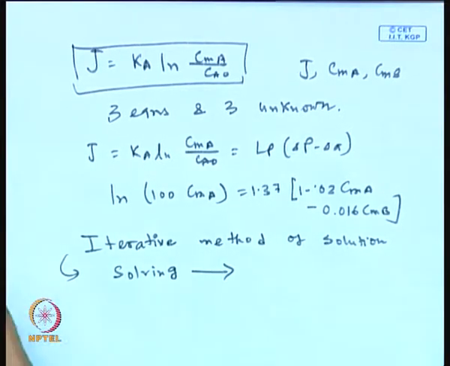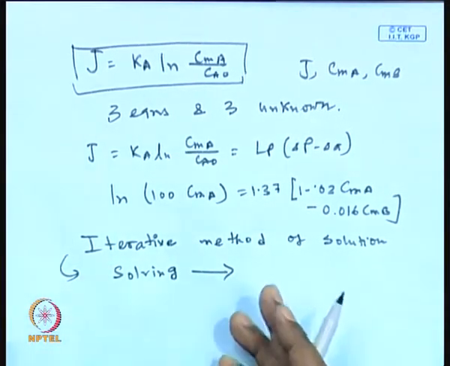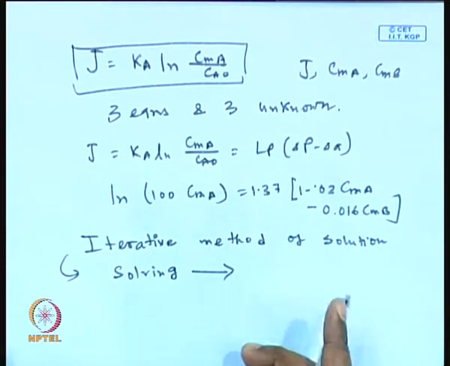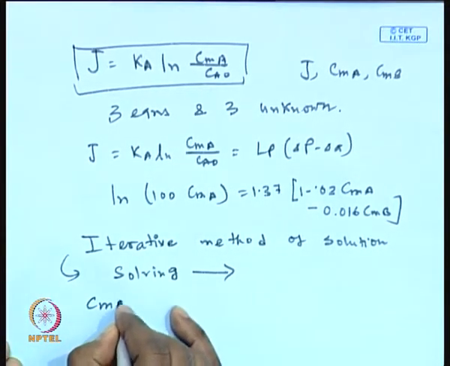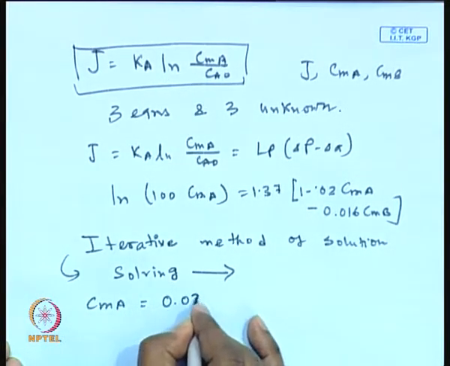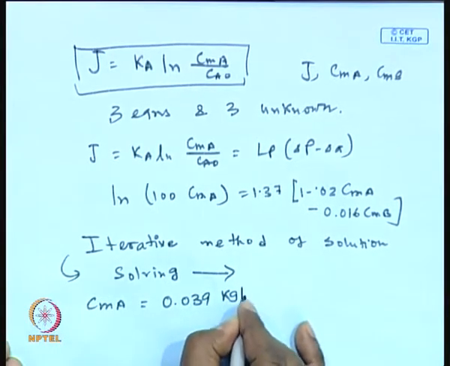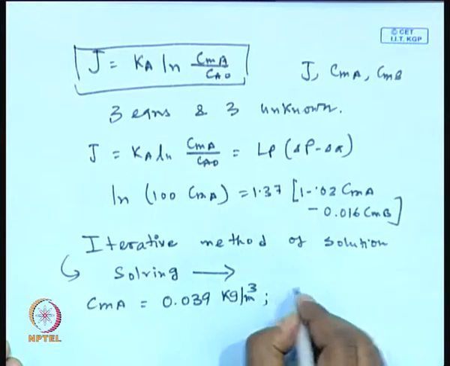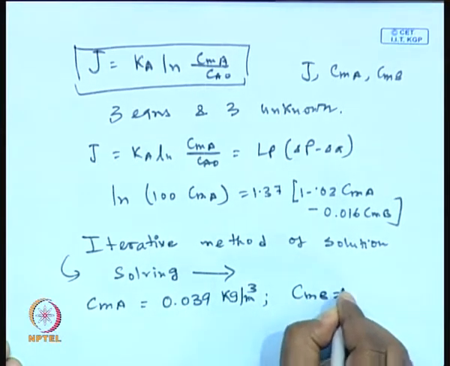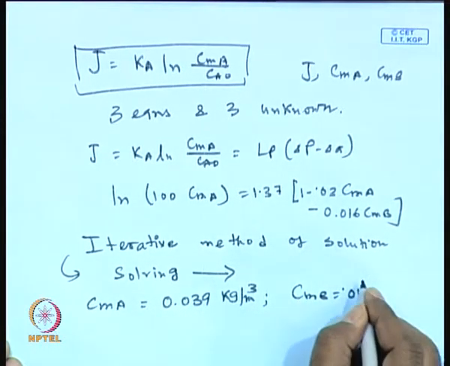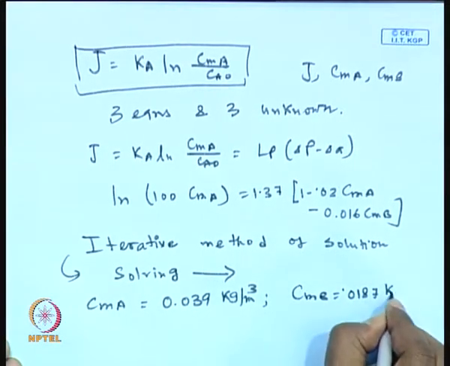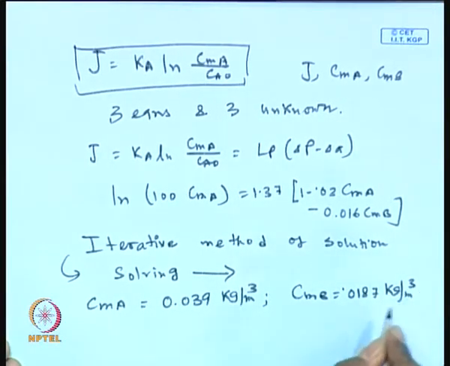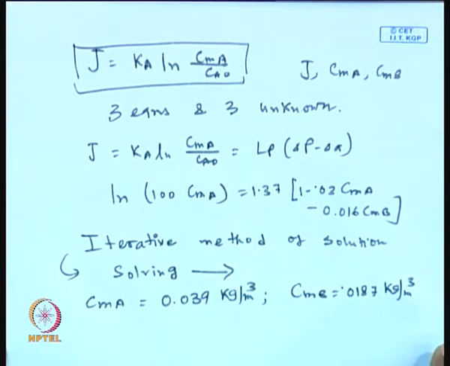I have solved it in a particular way; you can solve it in another way. There are several ways to solve 3 equations with 3 unknowns, and CMA turns out to be 0.039 kg per meter cube, which is 39 ppm. CMB will be 0.0187 kg per meter cube, 18.7 ppm. If you multiply kg per meter cube by 1000, you will be getting milligram per liter or ppm.